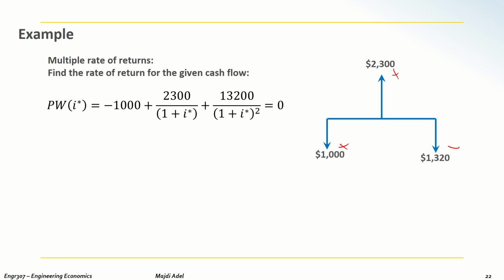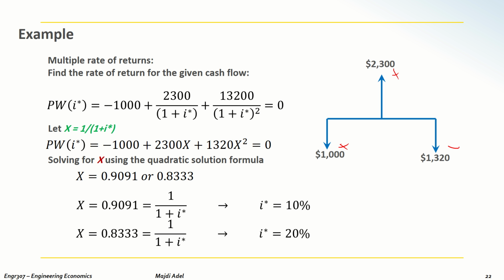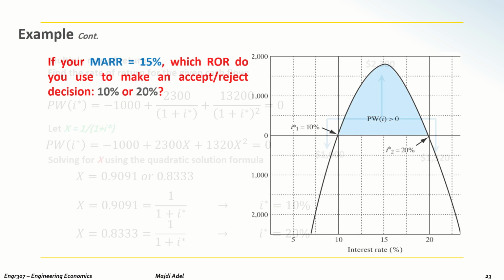We solve present worth equal 0. Same procedure, let x equal 1 على 1 زائد I. We will get x equal 0.9091 or 0.8333. Solving for I star, we will get I star 10% and 20%. So we have 2 interest rates, 2 internal rates of return, more specifically 10 and 20%.